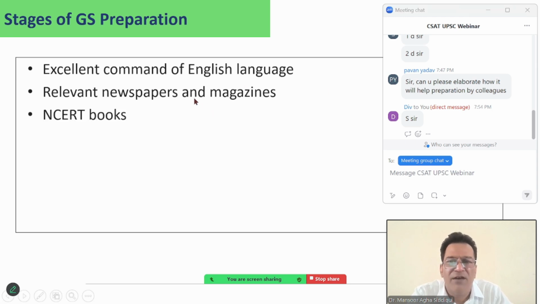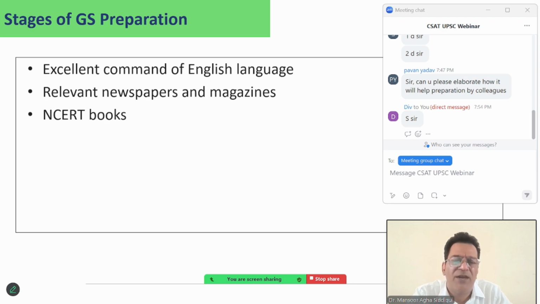After we have the current affairs thing in place, which means right from the beginning you're going to read newspapers and magazines, then there's a certain set of NCERT books which you need to refer to. Now, when we talk about NCERT books, there's a lot of subjectivity here. Some teachers will tell you that the latest versions of the NCERT books are the most relevant ones for you because they're updated.